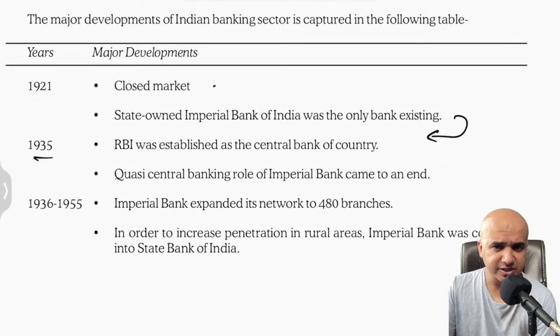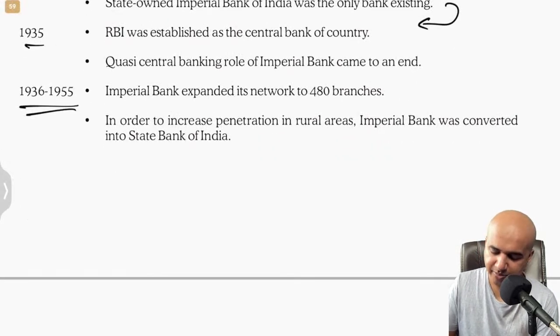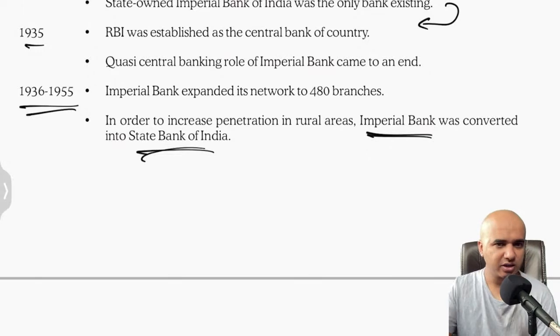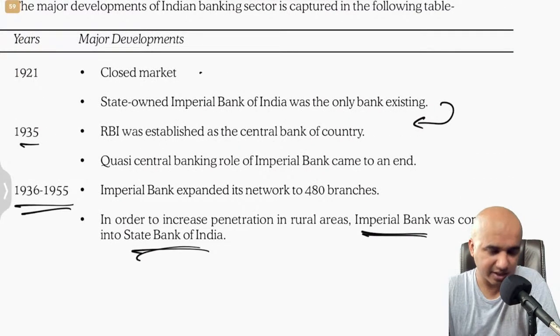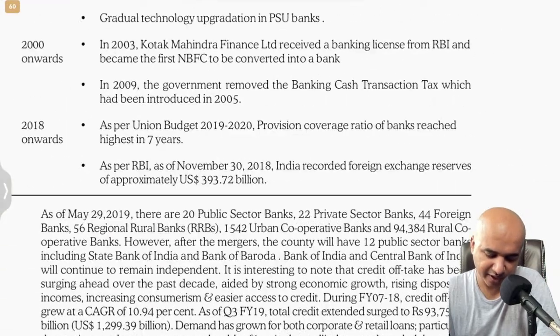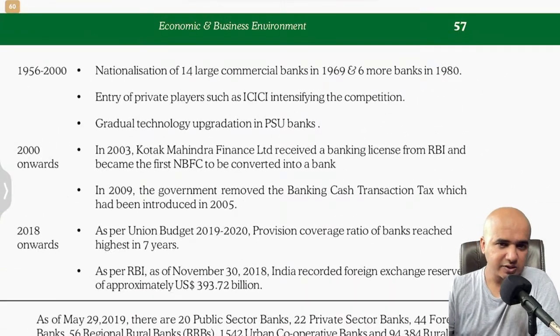Imperial Bank expanded its network to 480 branches between 1936 and 1955. Finally they converted Imperial Bank into State Bank of India. That's how we know that bank today. But it was the first bank in the entire country, in 1921. So this is very important.